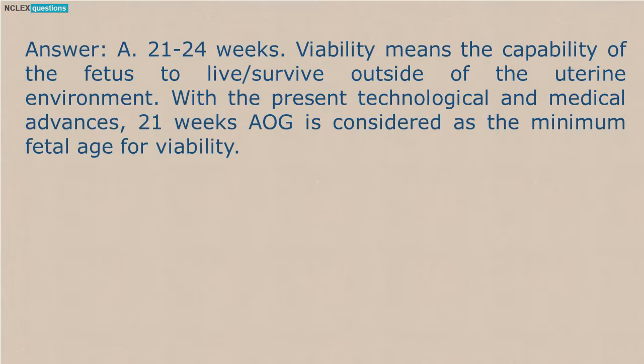Answer, A. 21-24 weeks. Viability means the capability of the fetus to live, survive outside of the uterine environment. With the present technological and medical advances, 21 weeks out is considered as the minimum fetal age for viability.